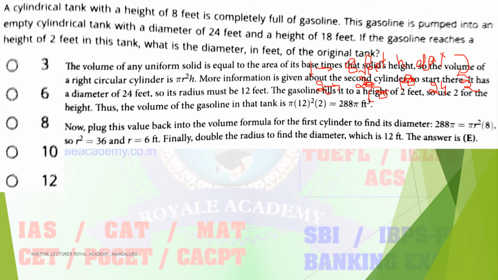I hope all of you understood. So the volume formula is pi r square into h. From the empty tank, you have to consider how much gasoline is filled. Then that answer you equate to the first tank. First tank diameter we don't know. So from that equation we get the radius as 6. Then you can easily find the diameter of the first tank. Diameter of the first tank is 12. Option E is the correct answer for the question.